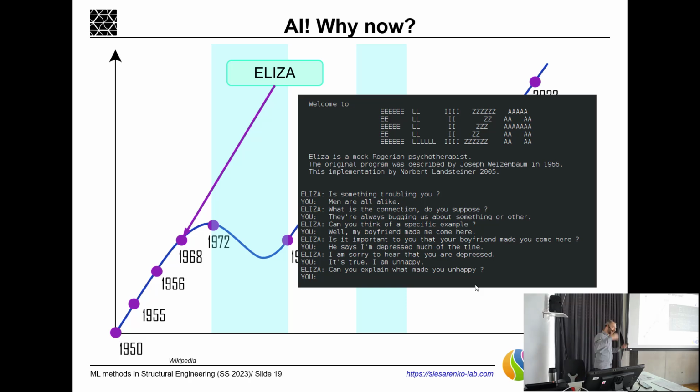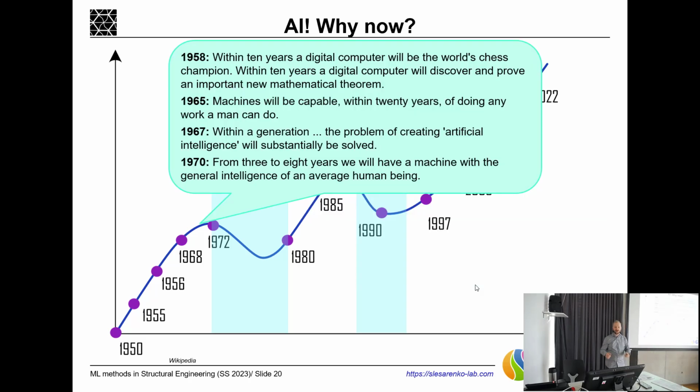And everyone is happy saying, okay, yes, we will have artificial intelligence. And that's actually the quotes from this time. In 1958, within 10 years, a digital computer will be world's chess champion. Within 10 years, a digital computer will discover and prove an important new mathematical theorem. 1965, machines will be capable, within 20 years, of doing any work a man can do. 1967, within a generation, the problem of creating artificial intelligence will substantially be solved. And in the 1970s, from 3 to 8 years, we will have a machine with the general intelligence of an average human being. I really like these predictions because they are so wrong.